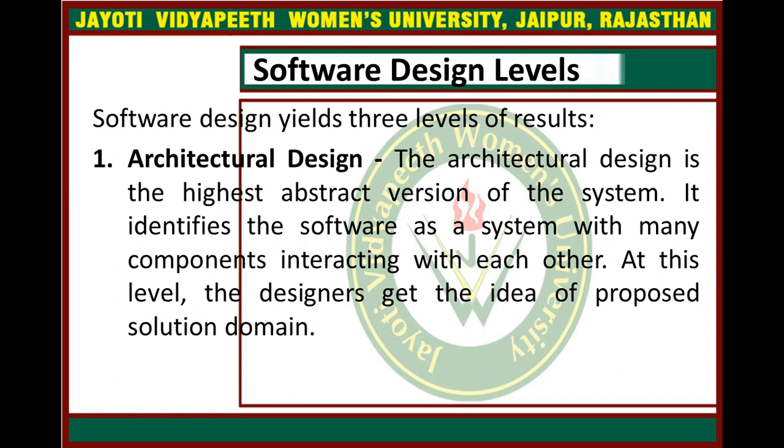Now come to the software design levels. Software design yields three levels of results. First is architectural design. The architectural design is the highest abstract version of the system. It identifies the software as a system with many components interacting with each other. At this level, the designers get the idea of the proposed solution domain.